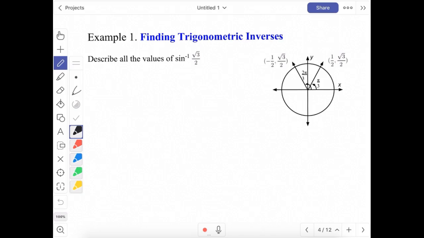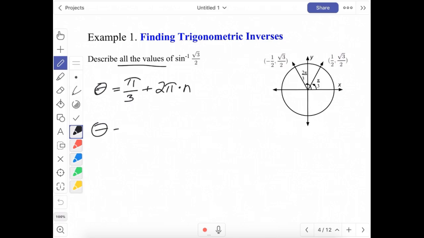So if we're describing all of the values, then for that first answer, we would have pi over 3, and I'm going to say theta because we're talking about some angle measure, plus 2 pi times n, or x, or something like that. Because if I add 2 pi on there, I'm going to get the same value. And likewise, my second solution for this would be 2 pi over 3 plus 2 pi n.